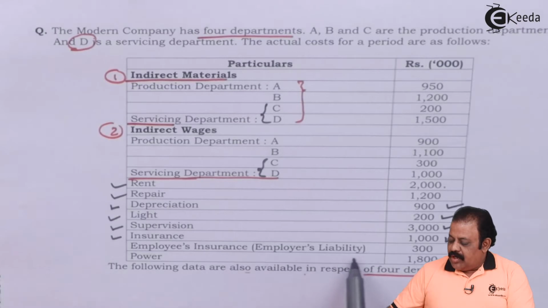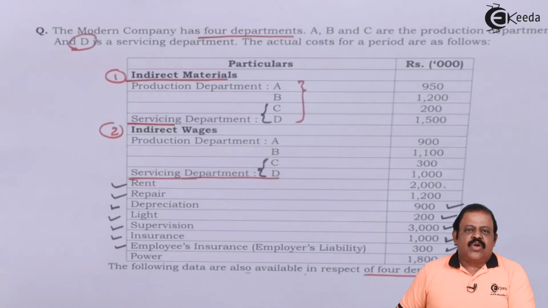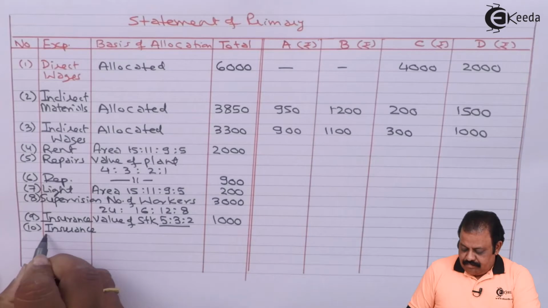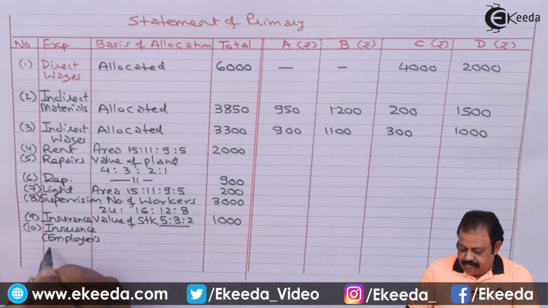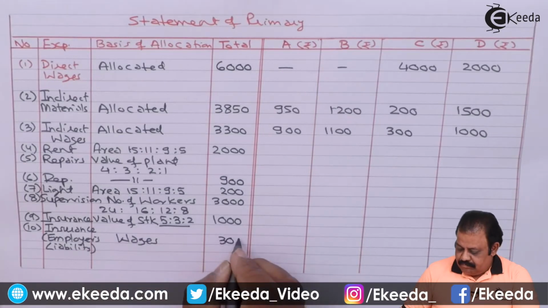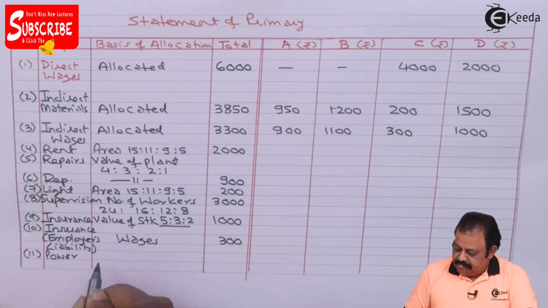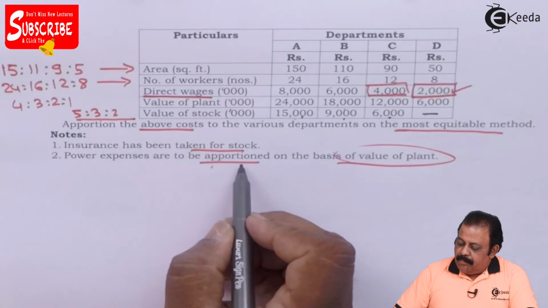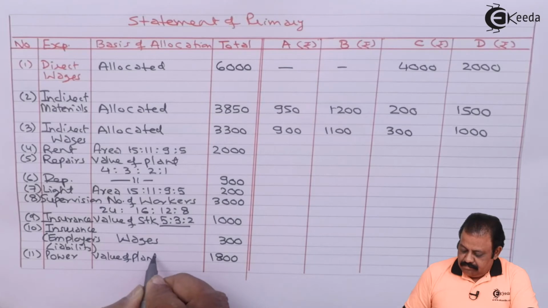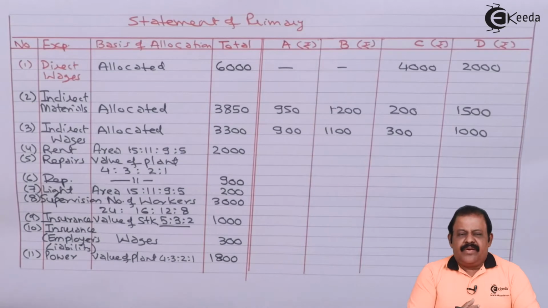Employees insurance, employers liability 300, will be allocated in the ratio of wages. Power expenses 1800 are to be apportioned on the basis of value of plant, 4:3:2:1. We have recorded all expenses.